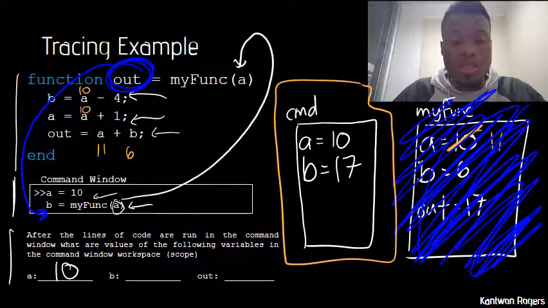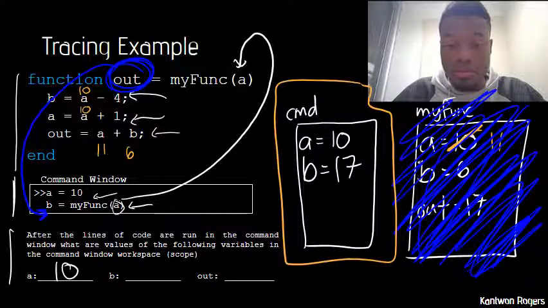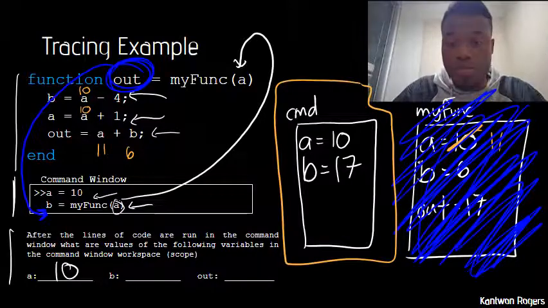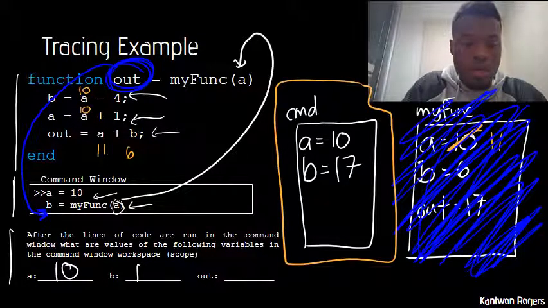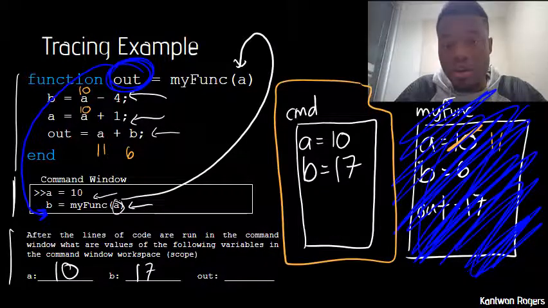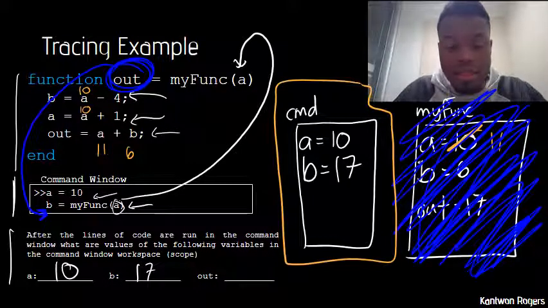So the second question is, what's the value of b? Inside of the command window workspace, b is 17. All we have to do is just read the values from our boxes. And lastly, it asks, what's the value of out?